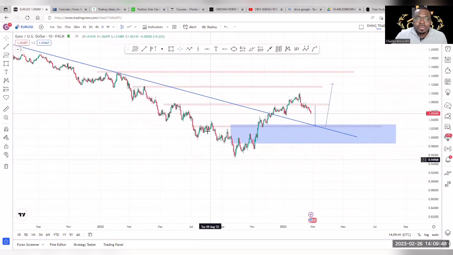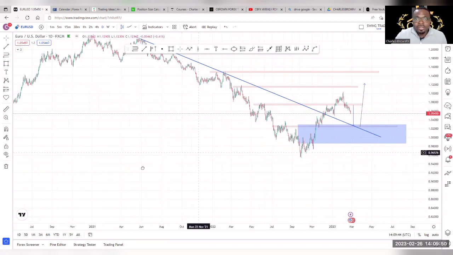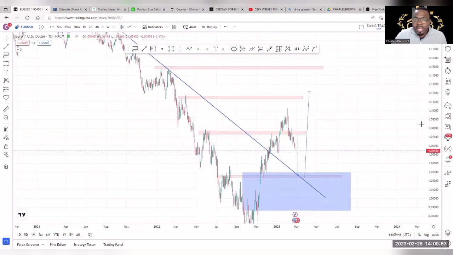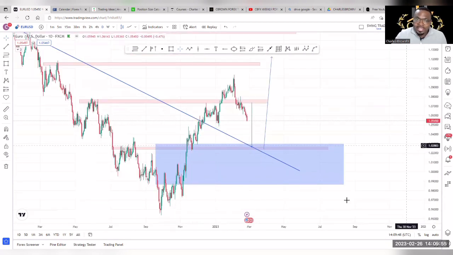Now, structure-wise, we can see on the daily, if you look at the market structure, where the market started reversing was earlier than on the weekly.